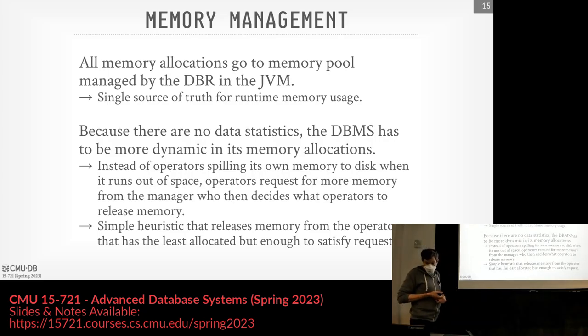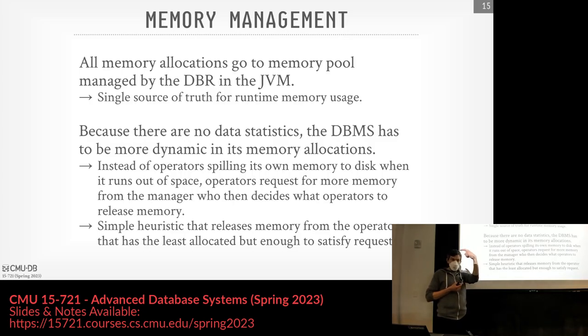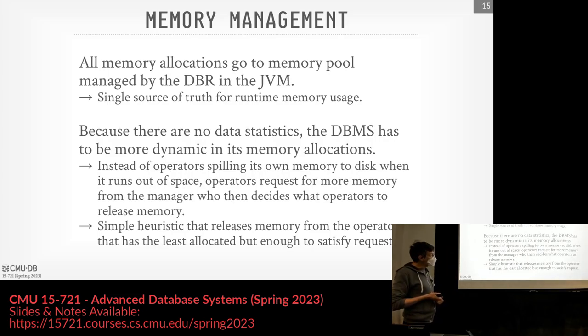That's not ideal either. So the way it's going to work is, if you need more memory, you go to the memory manager and ask for more, and then it decides who to kill. They use a simple heuristic where they sort all the concurrent operations that are holding memory from the least amount to the greatest amount, and whichever operator has the least amount of memory that is enough to satisfy the request gets told to release its memory. So everybody has to be dynamic, which I think is kind of clever.